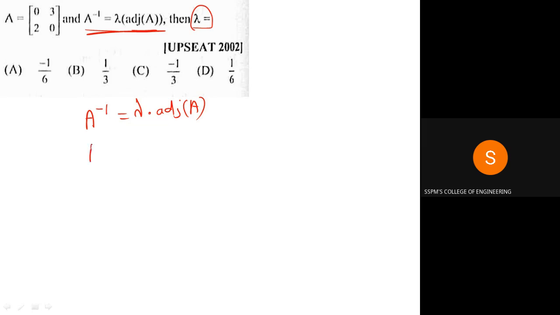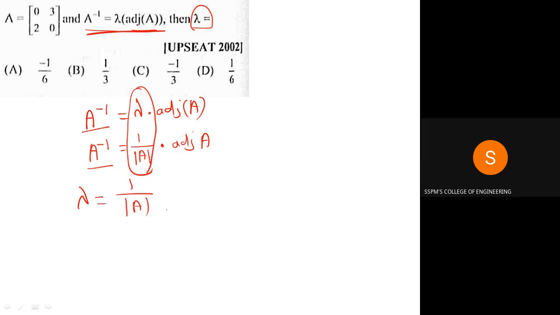What is the standard formula for A inverse? A inverse is equal to 1 upon determinant of A into adjoint of A. So here A inverse, here also A inverse. What does it indicate? It indicates that lambda is equal to 1 upon determinant of A. So what we have to find here is the determinant of A, which will yield the value of lambda.